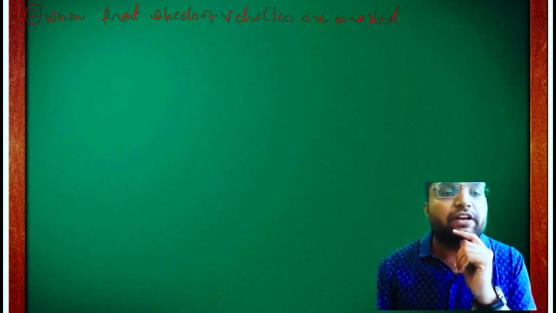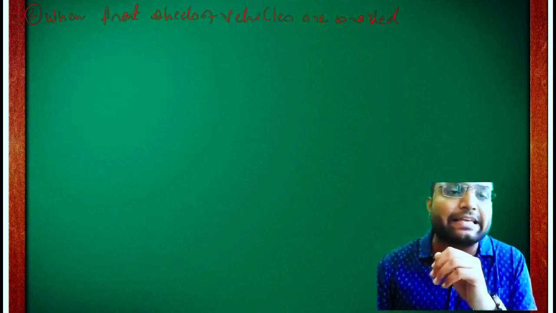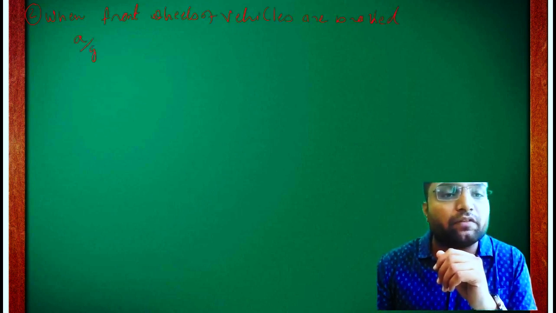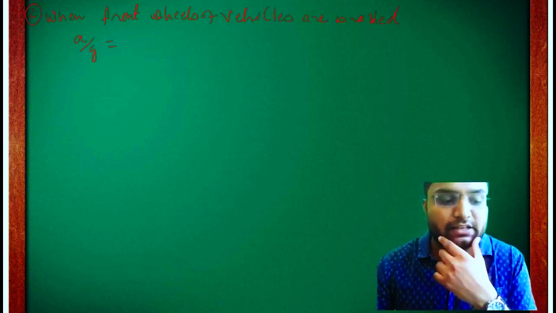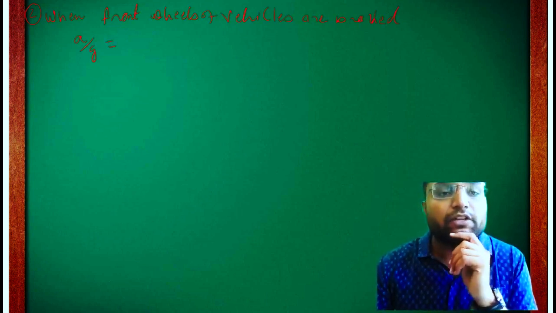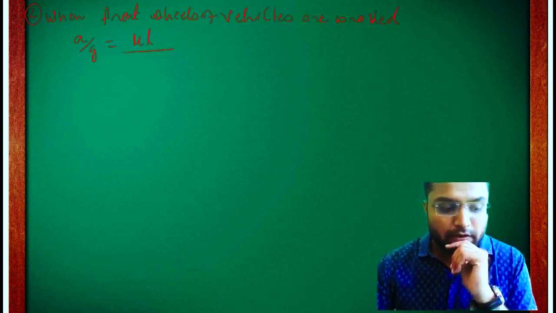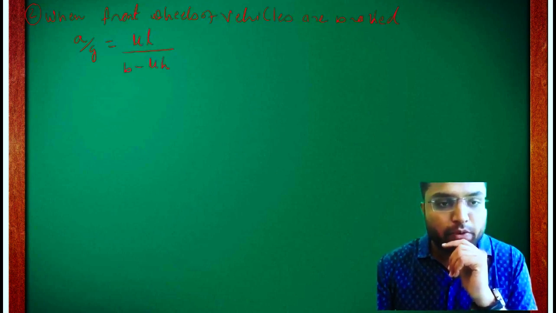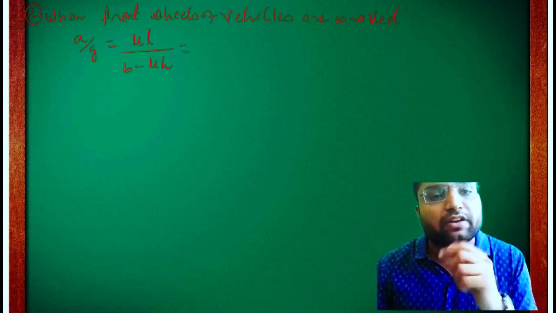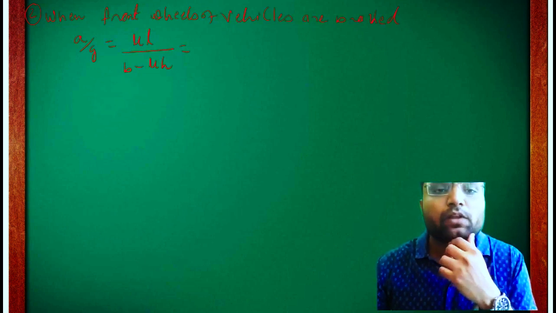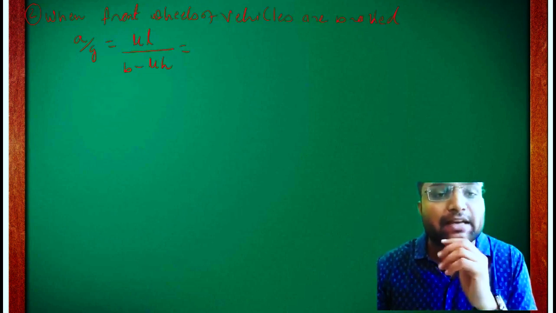When the front wheels of a vehicle are braked, we are going to do the same thing: we will find the acceleration, or you can say deceleration or retardation. The equation for that particular front wheel is mu L upon b minus mu h. Clear? You have to remember this equation for front wheel and rear wheel, and for this particular example.